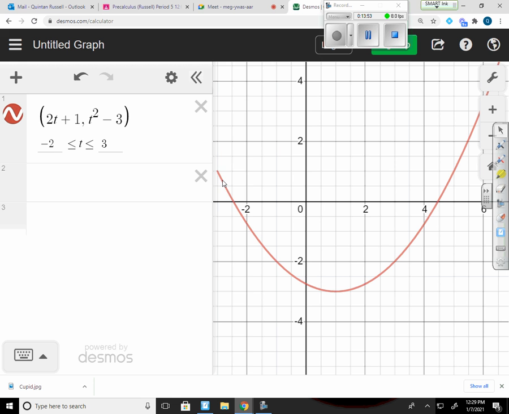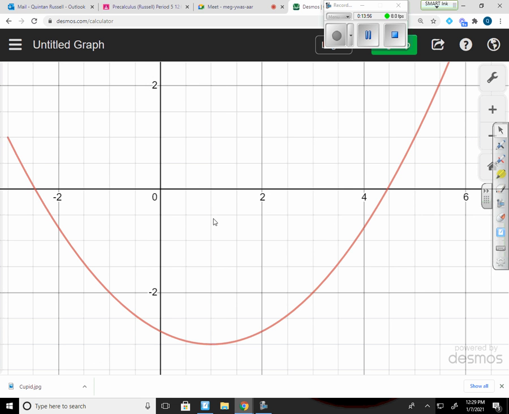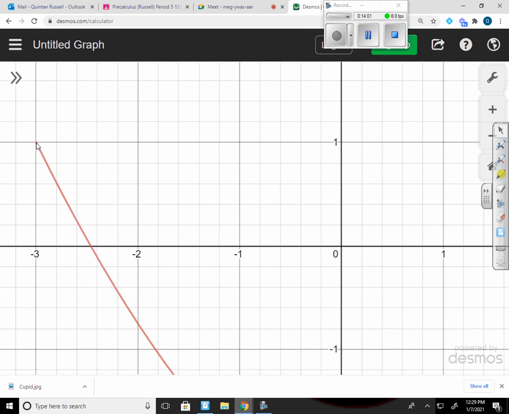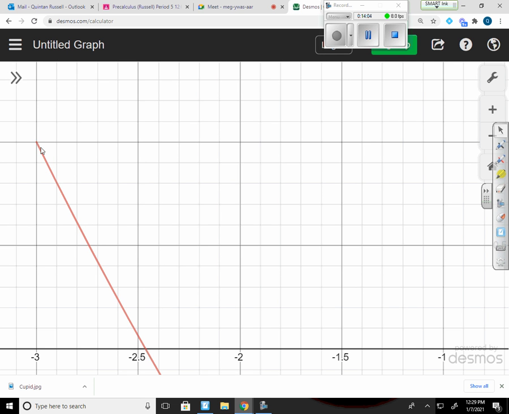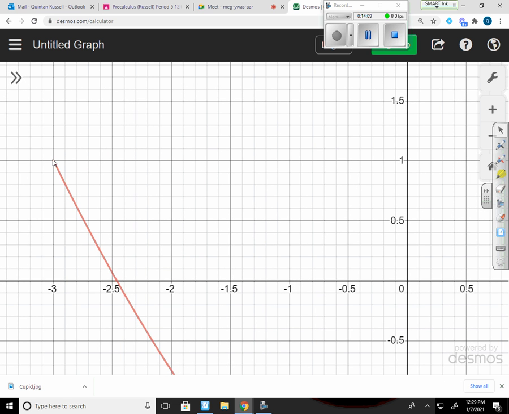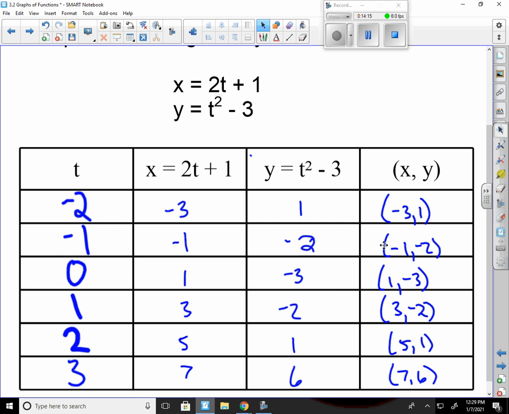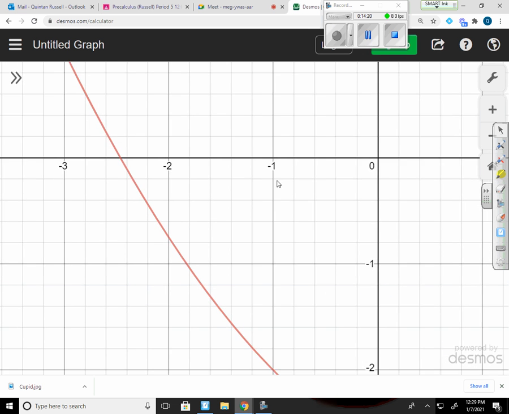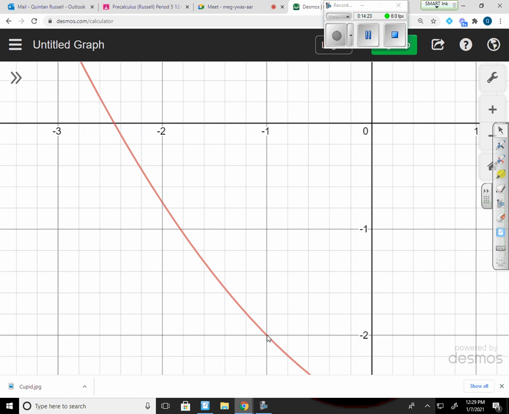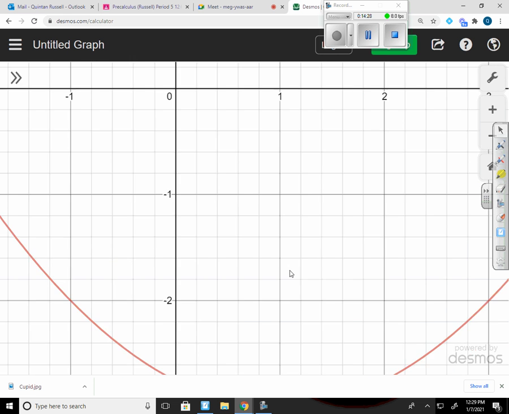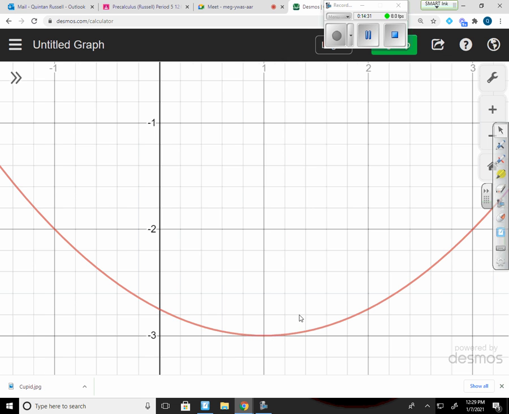Now, it's not as nice as it is when we're graphing a normal equation, because when I click on it, usually it would bring up a point, but now it's not doing that. I don't know why, but I guess it is what it is. But this is the point negative 3, 1, just like we had. Additionally, we had the point negative 1, negative 2. So when I go over to negative 1, you're going to see that it's at negative 2. I think the next one was 1 and negative 3. You see that that point is true.